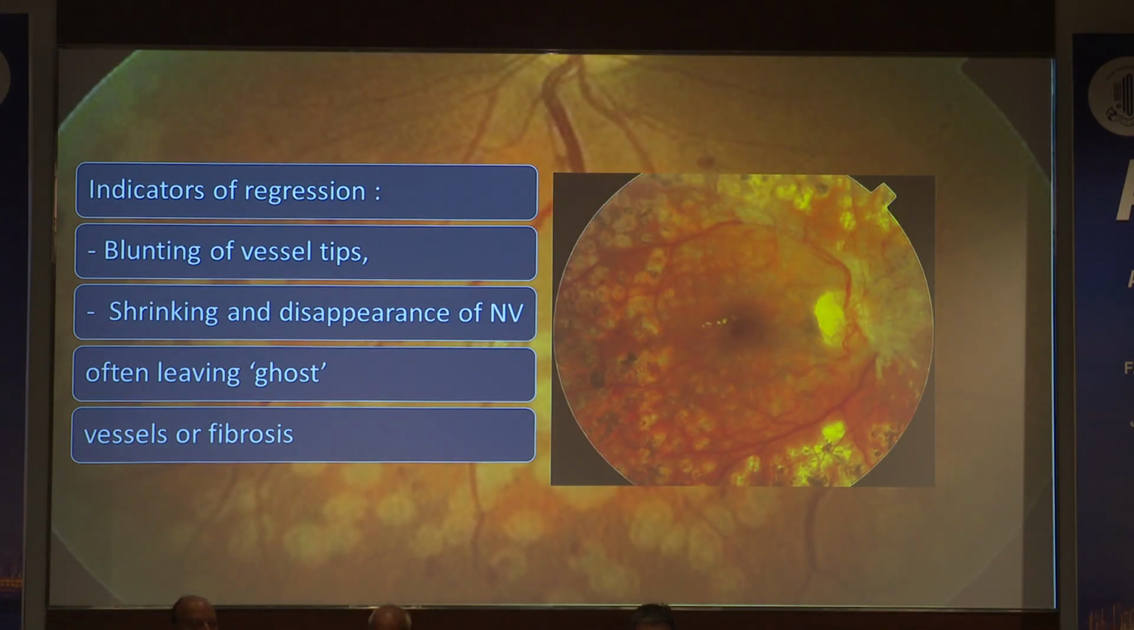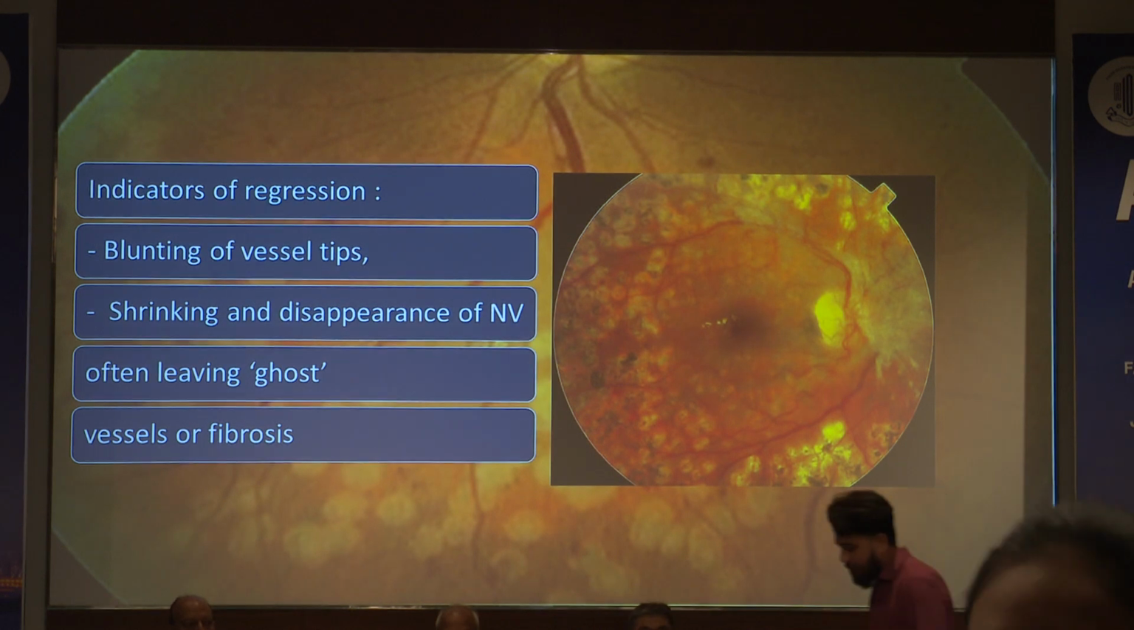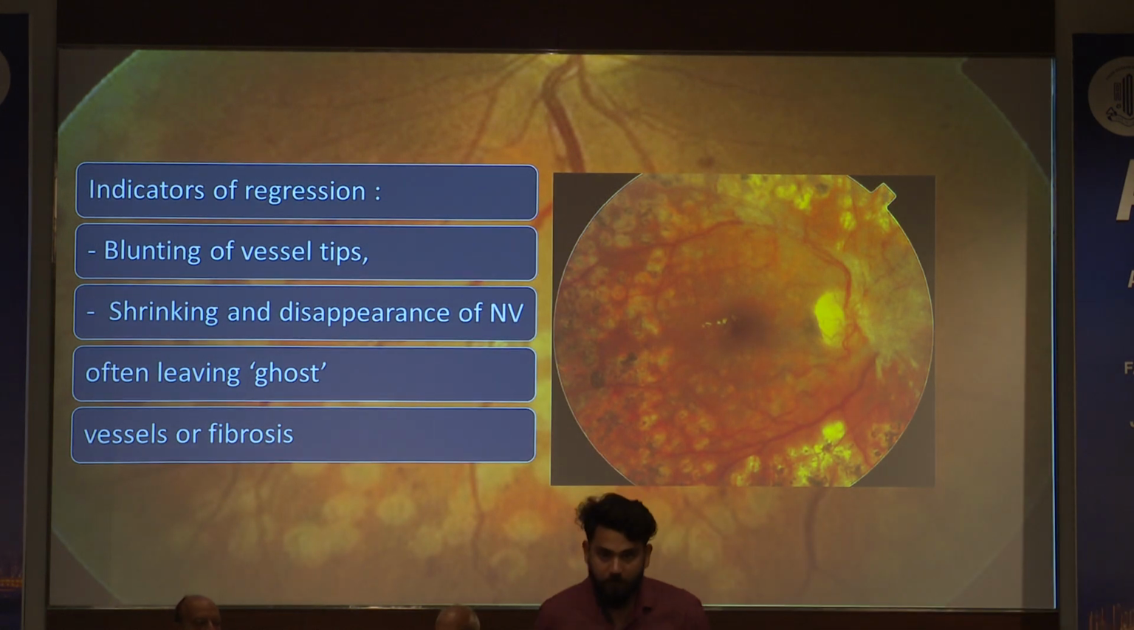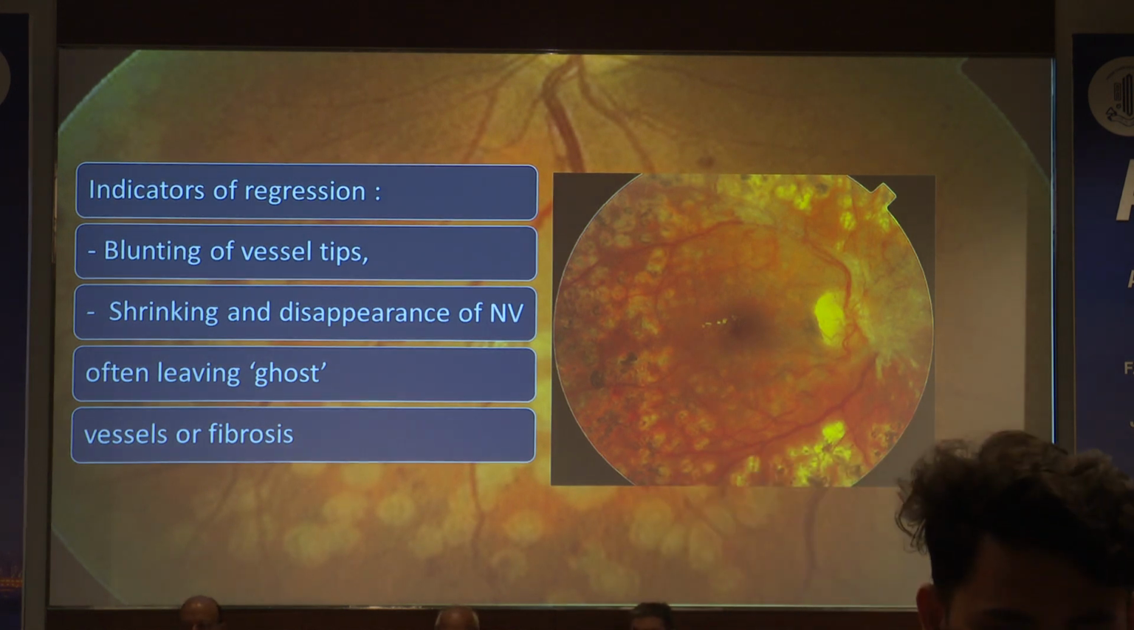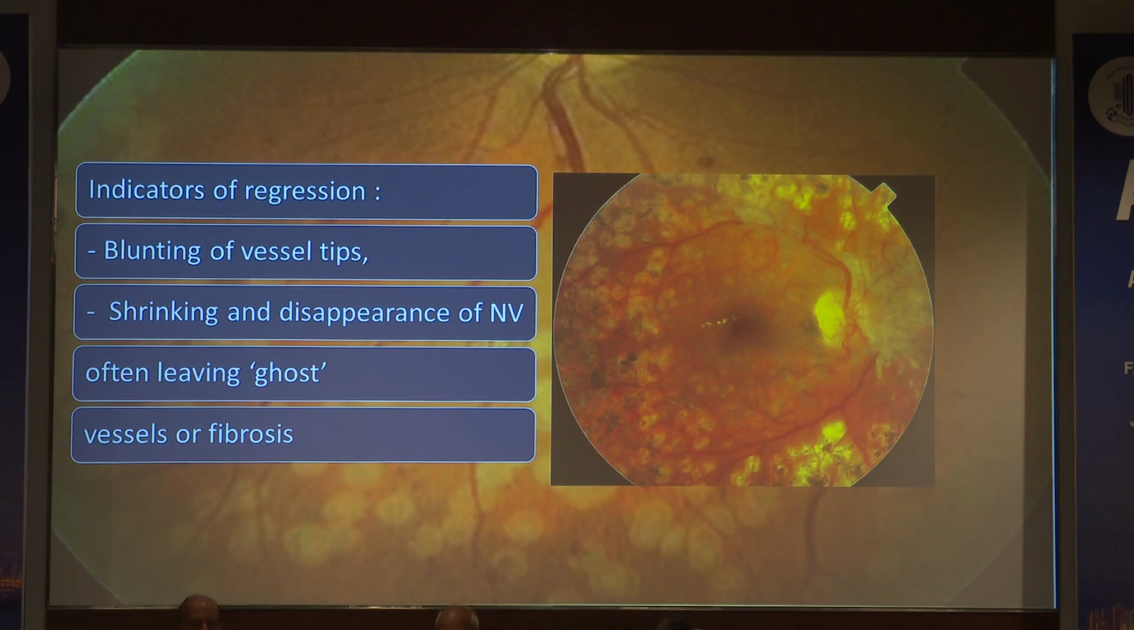How do you know whether your laser is working or not? The indication of regression is important: blunting of the vessels, shrinking, and disappearance of the neovascularization. However, it will take time, but at least the phenomenon has started. That will help you come to a conclusion about whether your laser is working, and whether the vessels are leaving ghost vessels, or fibrosis or an epiretinal membrane type of membrane is being formed.